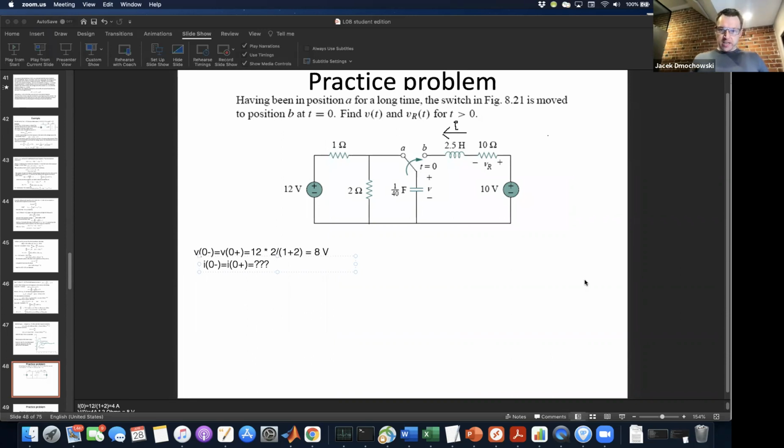So you're looking at this picture exactly as is, actually, right? And what I can tell you is that the inductor is going to be a short circuit and the capacitor is going to be an open circuit. So how much current is flowing through this inductor when the switch is in position A?